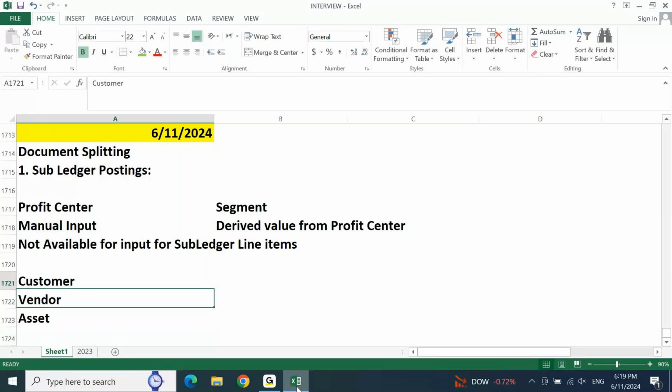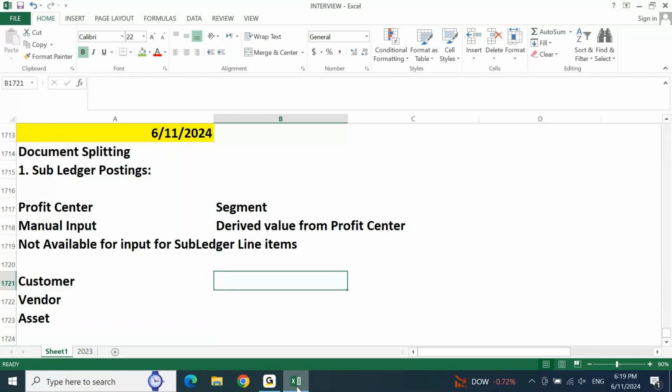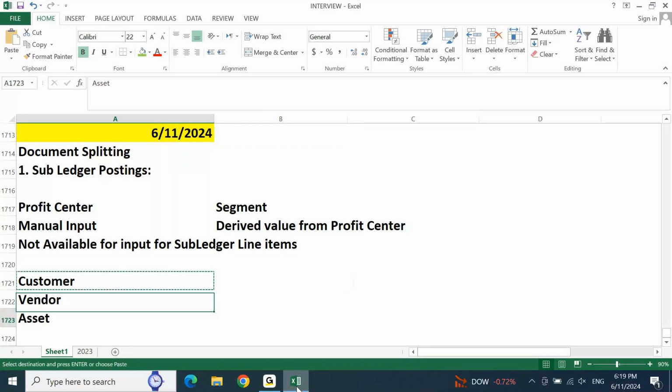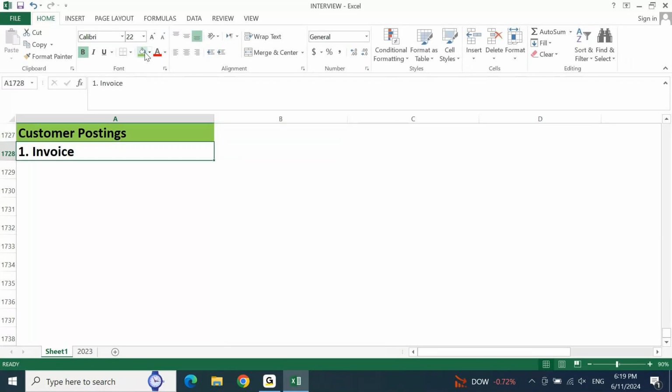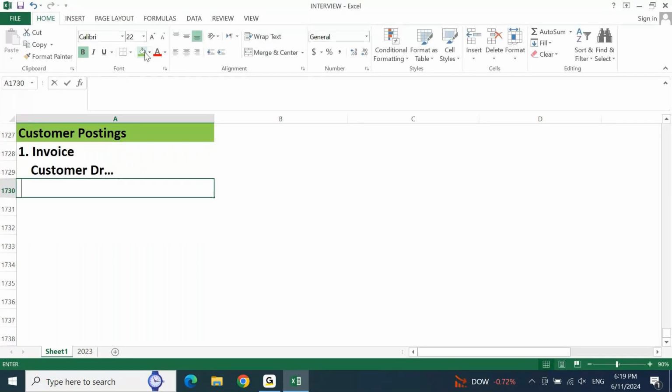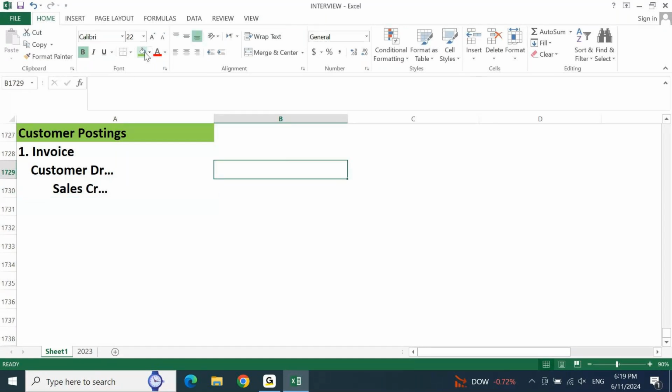If you talk about customer, you recollect the accounting entries that you posted for customer. First accounting entry, if I take customer postings, first one, you will have invoice. While posting the invoice, your accounting entry will be customer account debit, and then you are going to have sales account credit. This will be the basic accounting entry that you are going to write. I'll say some 5,000 on the debit side, 5,000 on the credit side.